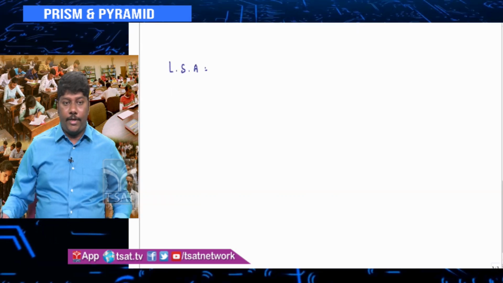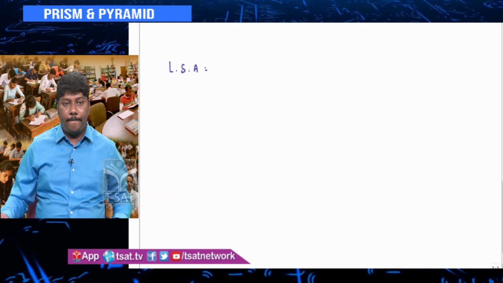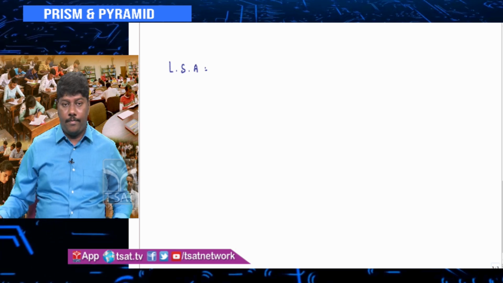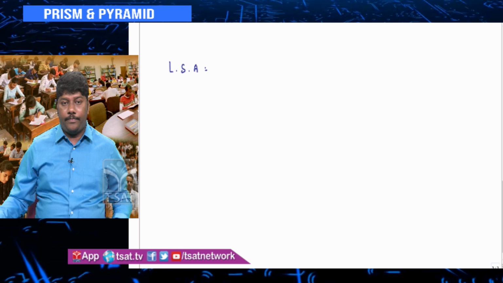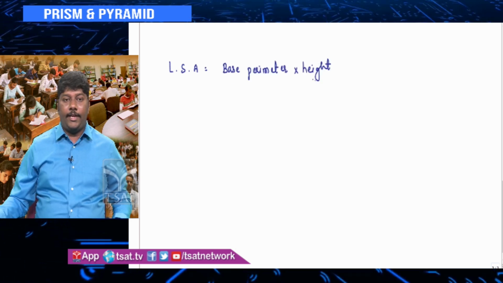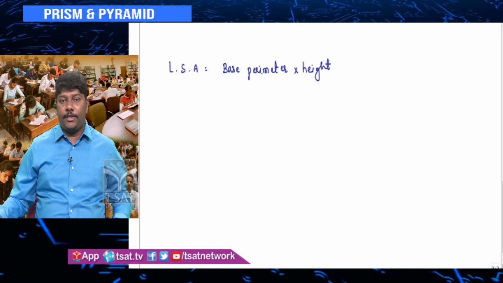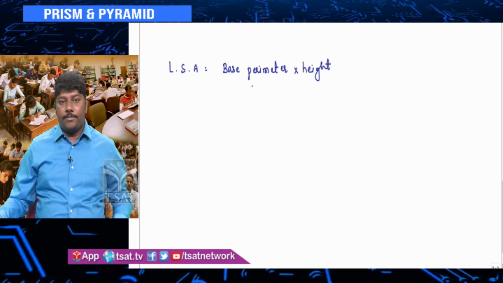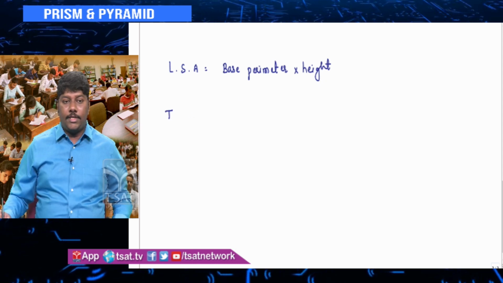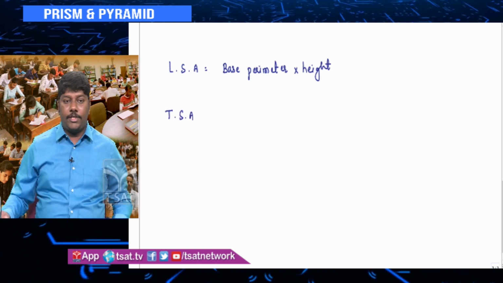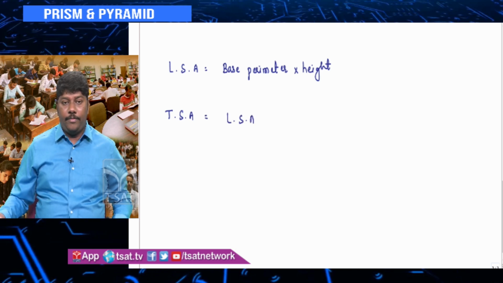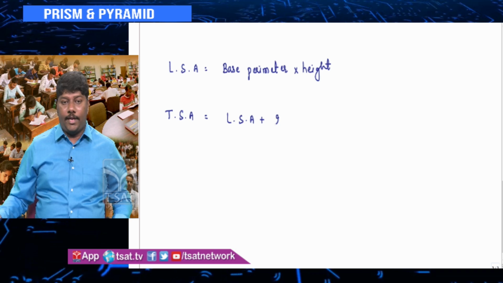The lateral surface area of the prism is base perimeter into height. You will get a rectangle area. For this rectangle, length into breadth is the area, length becomes the base perimeter, and breadth becomes the height. If you want the total surface area, lateral means only sides, total means up and down surfaces also, so you add them. Lateral surface area plus two base areas.